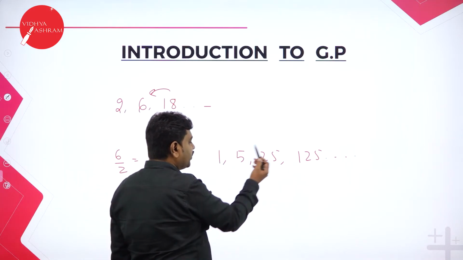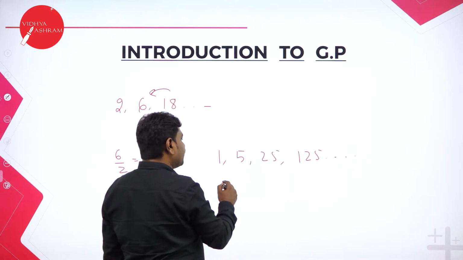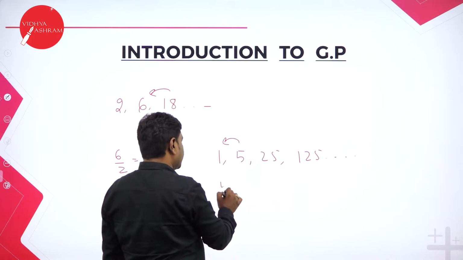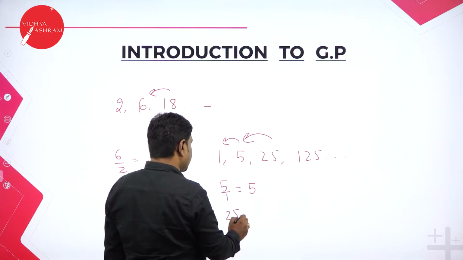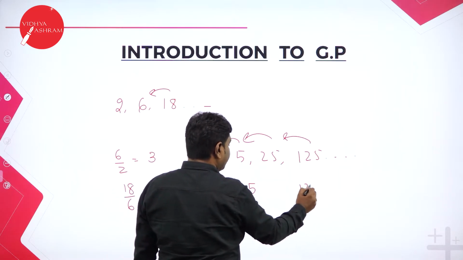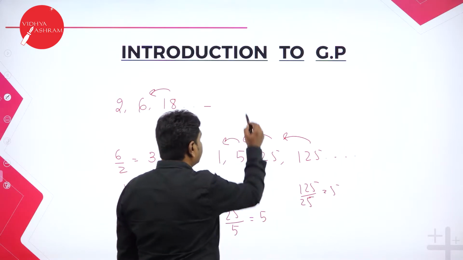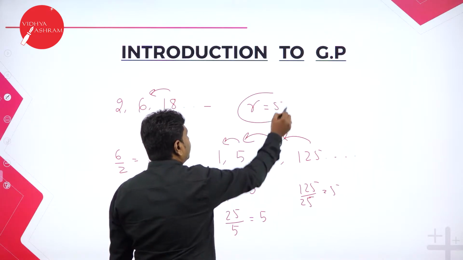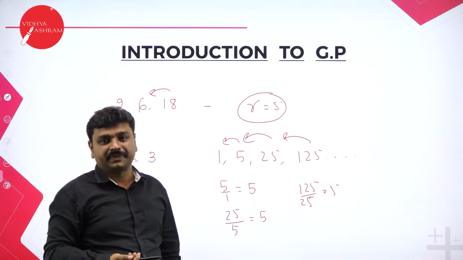1 into 5 is 5. 5 into 5 is 25. 25 into 5 is 125. It goes on. Or if I divide the second term by the first term, 5 by 1 gives me 5. Or third by second, 25 by 5 is 5. Or 125 by 25, that will also give you 5. So they have a common ratio. Common ratio is what? 5. This common ratio, if you multiply for each term, you will get the next term.